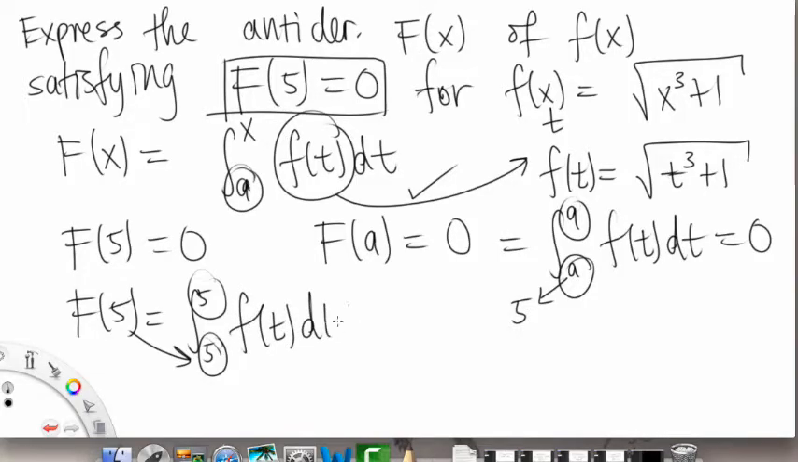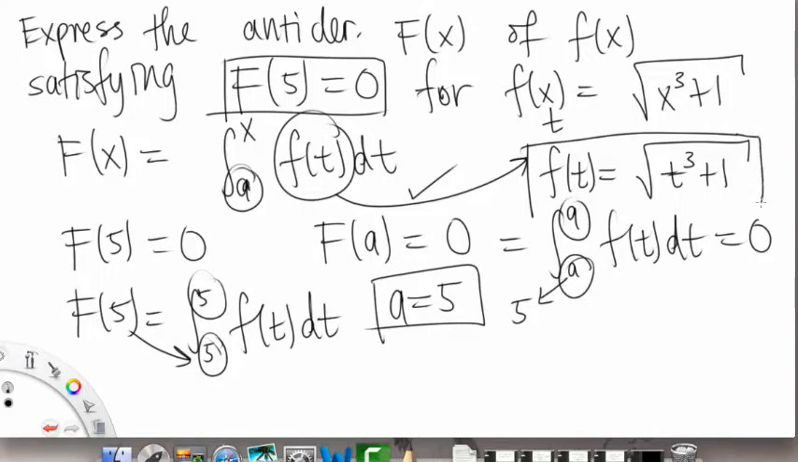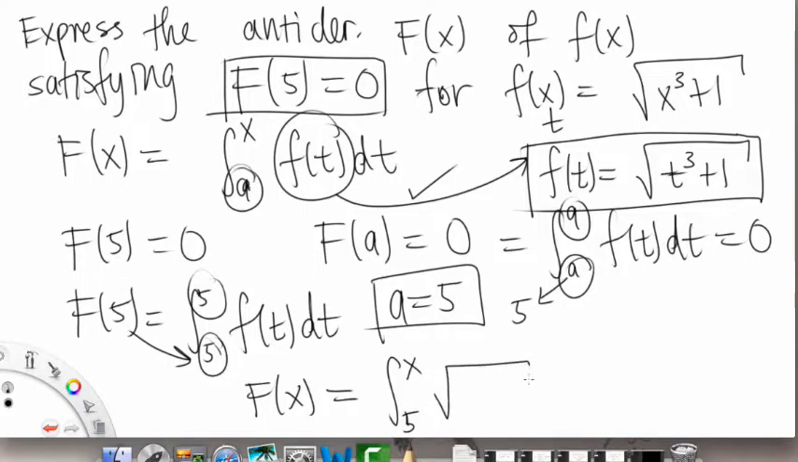So our a is going to be equal to 5, and now we can plug everything in. We have a equals 5, and we have our f of t, and that's pretty much all we need. So our answer is going to be capital F of x is equal to the integral from 5 up to x, and then our f of t is the square root of t cubed plus 1, and now we have a dt there. Okay, so that's basically it.